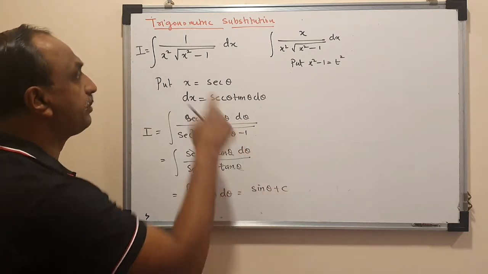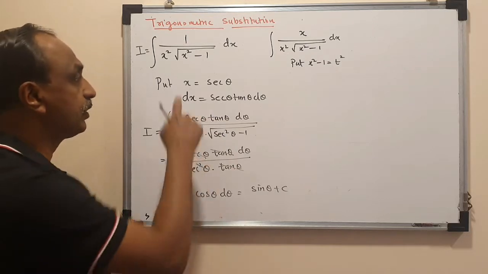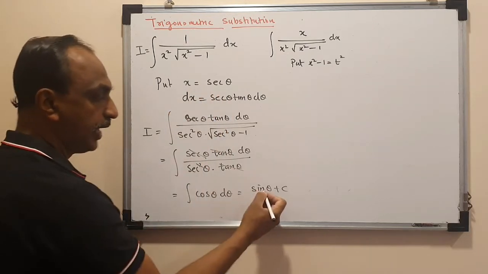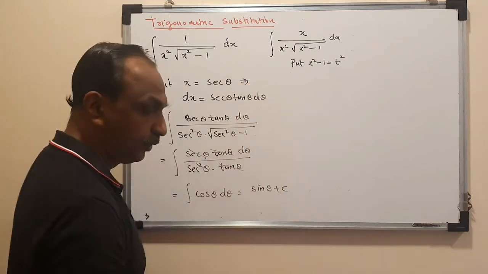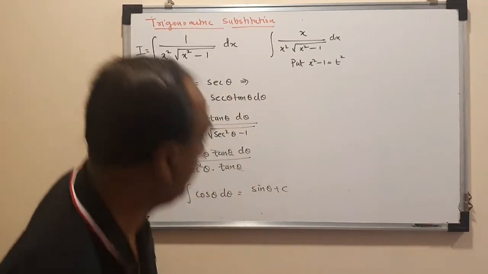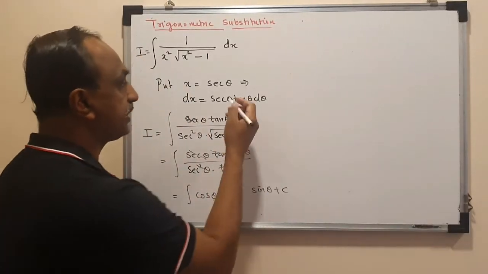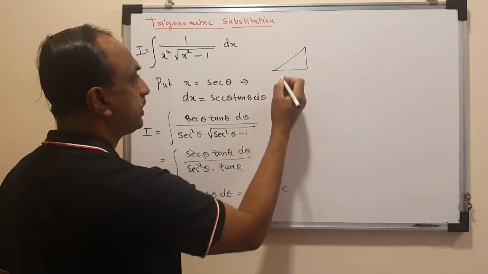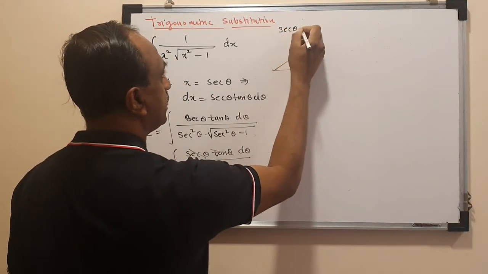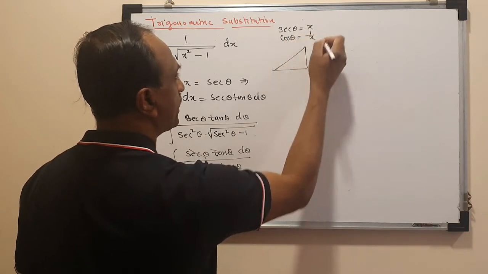Now I need to bring it back to x. My substitution was x equal to sec theta. So one method of doing this is, I will make a triangle. The easiest way of converting sin theta in terms of x is, I have got sec theta is x, so cos theta is 1 by x.